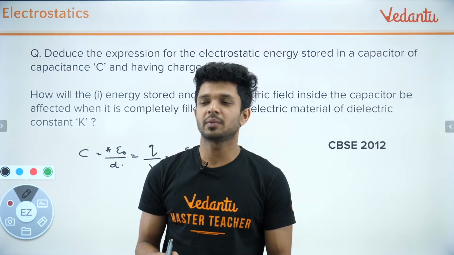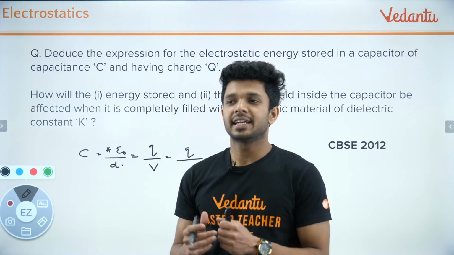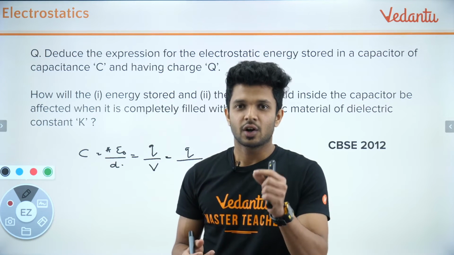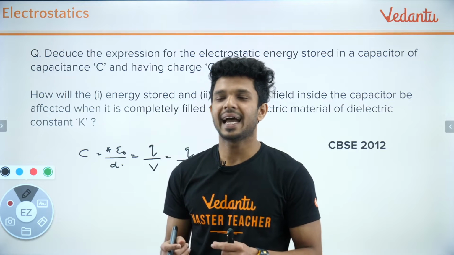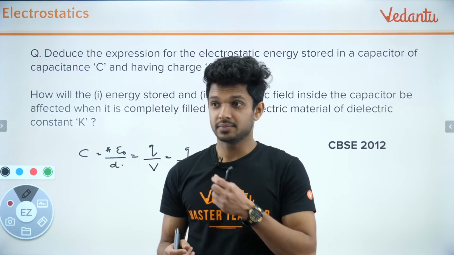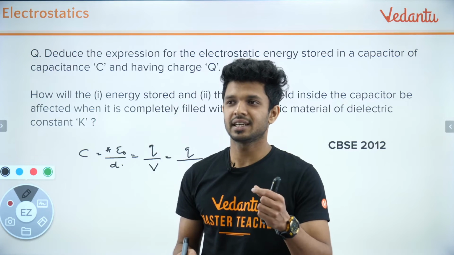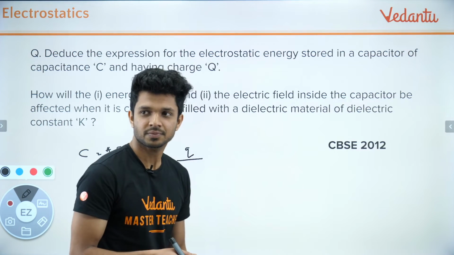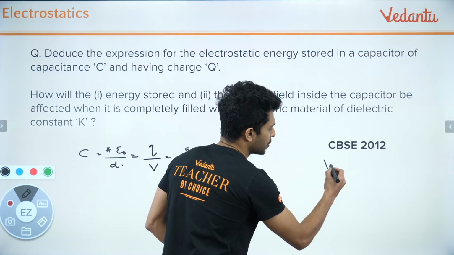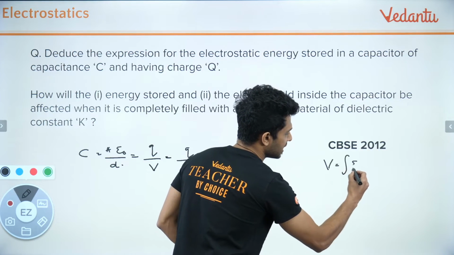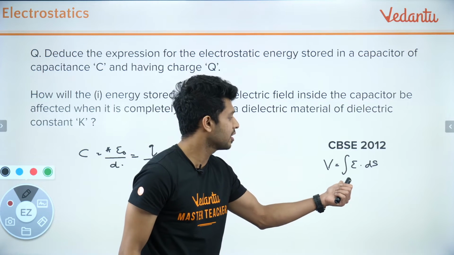Who is going to tell me how V and electric field are related to each other in the case of a constant electric field? Who is going to tell me the answer? No one knows? The potential V is equal to, I hope you remember, the integral of E dot ds. You might have done it at the start of this, right?